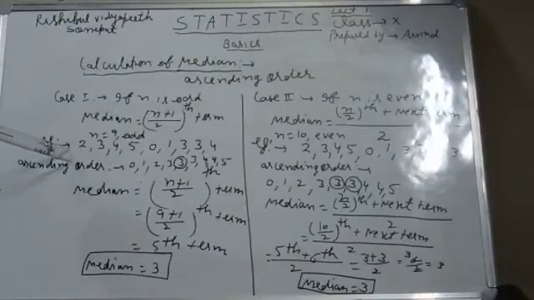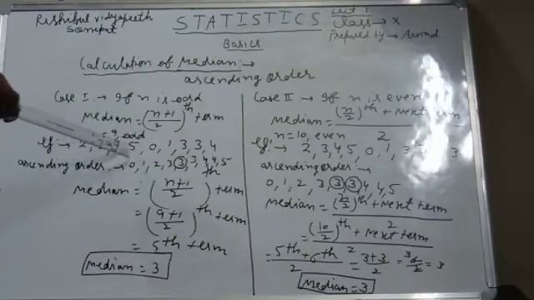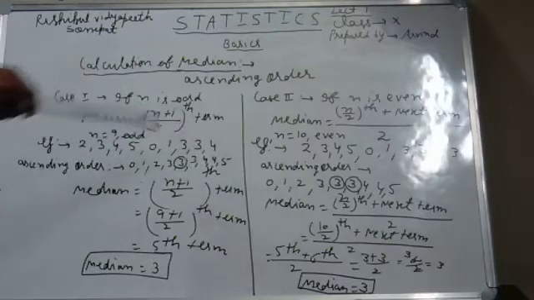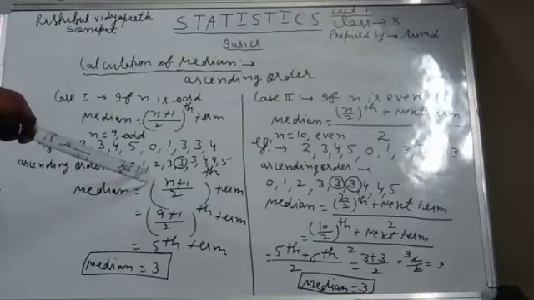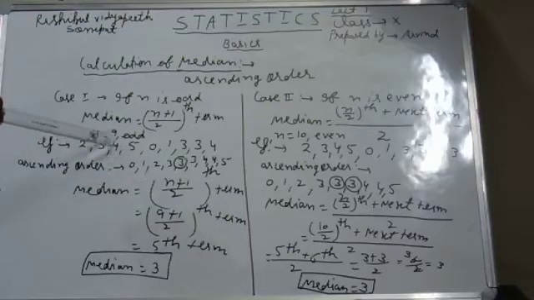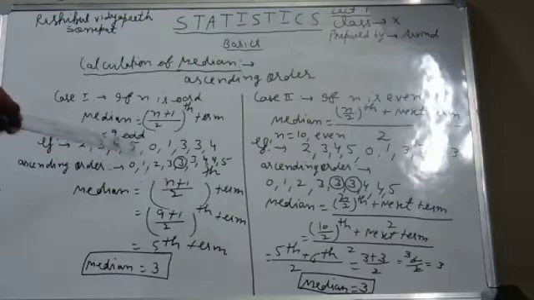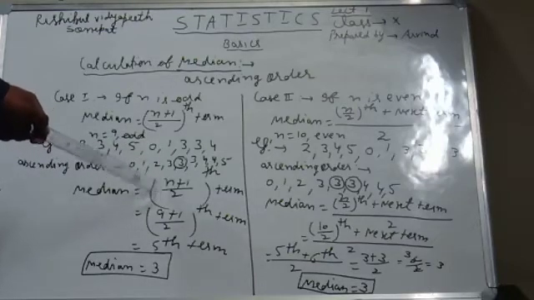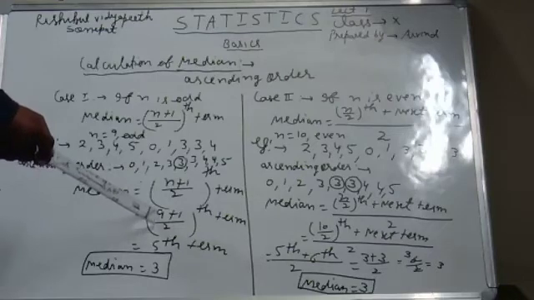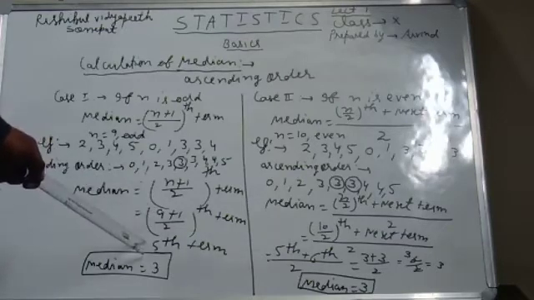If we take the example of odd values, like if the total number of values we take is 9: 1, 2, 3, 4, and so on up to 9. So first we write in ascending order. Then, this is odd, so we will use this formula here. Value of n is 9. So 9 plus 1 upon 2, that is 10 upon 2th. It will become 5th term.